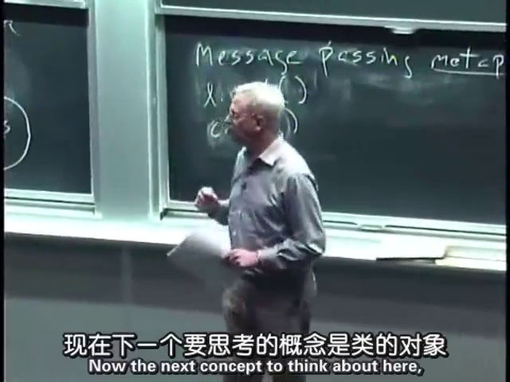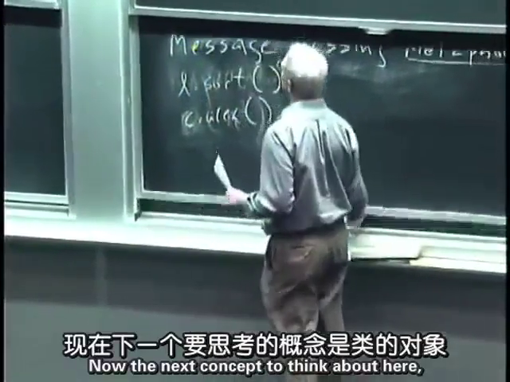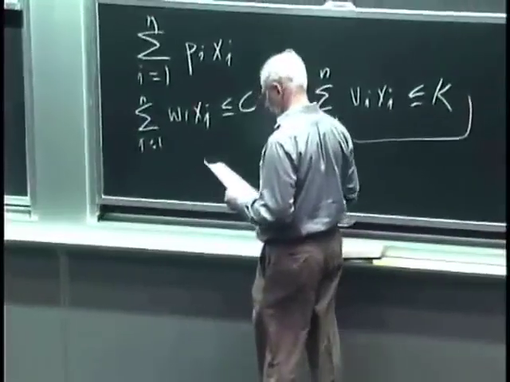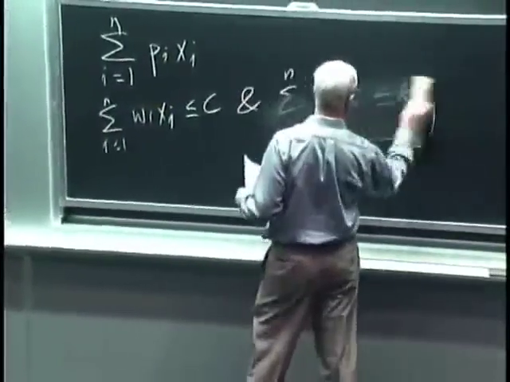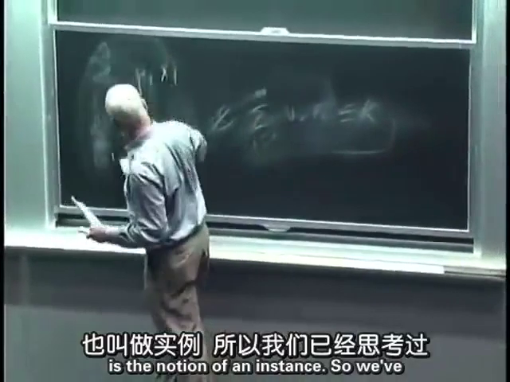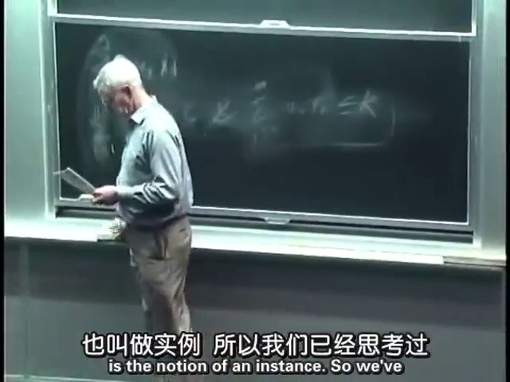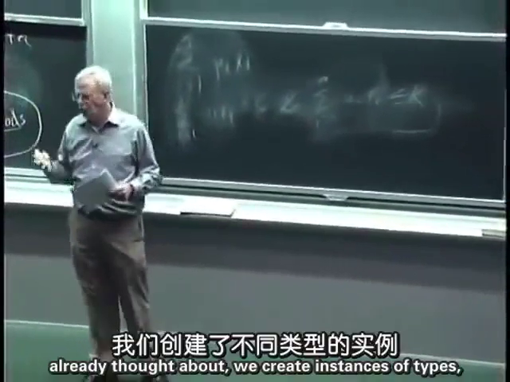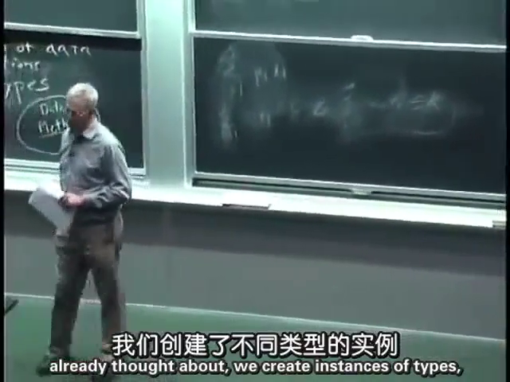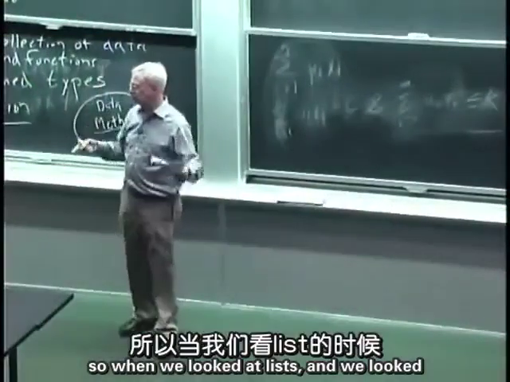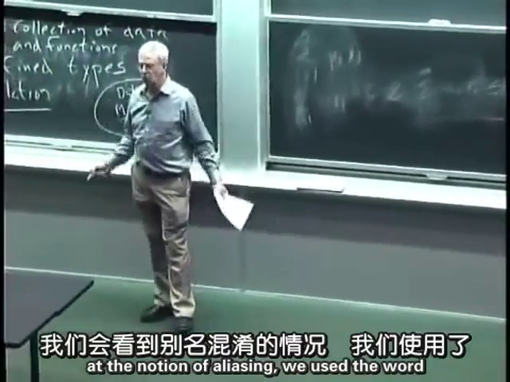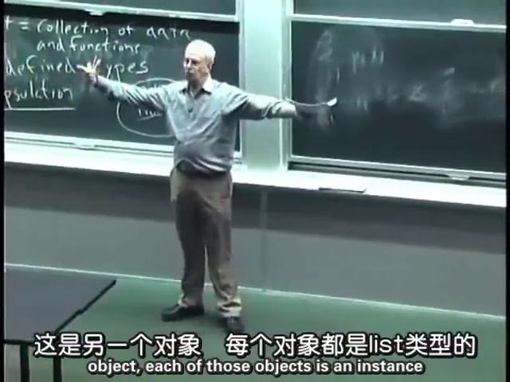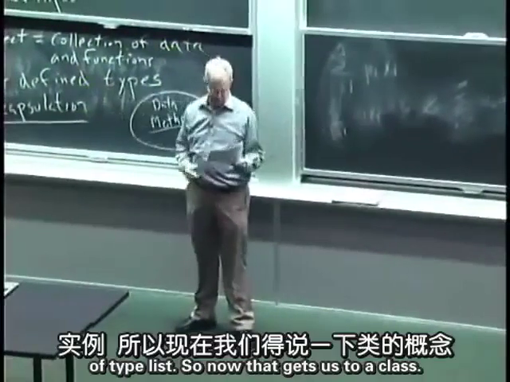Now, the next concept to think about here is the notion of an instance. So we've already thought about, we create instances of types. When we looked at lists and the notion of aliasing, we used the word instance and said this is one object, this is another object. Each of those objects is an instance of type list.